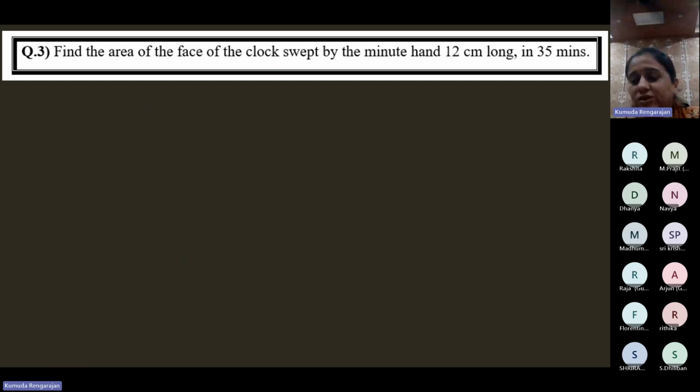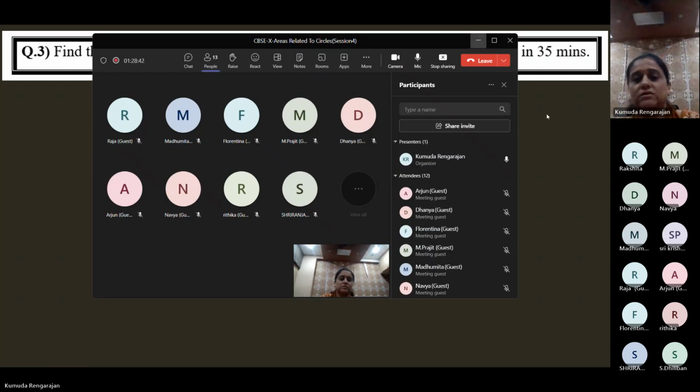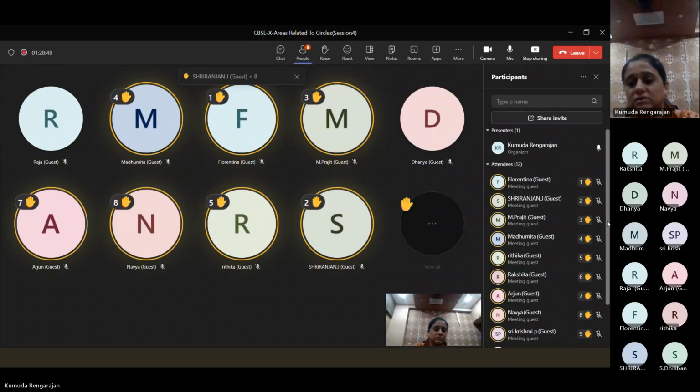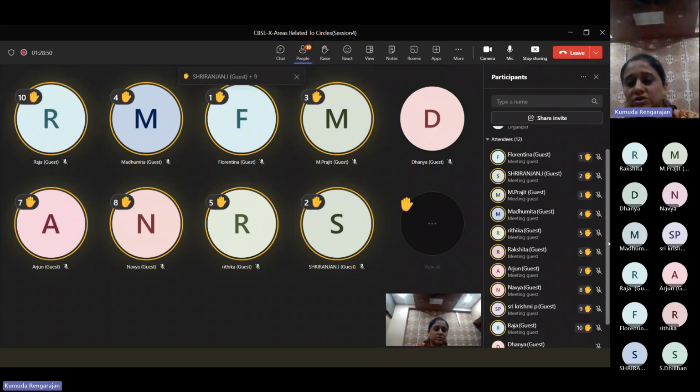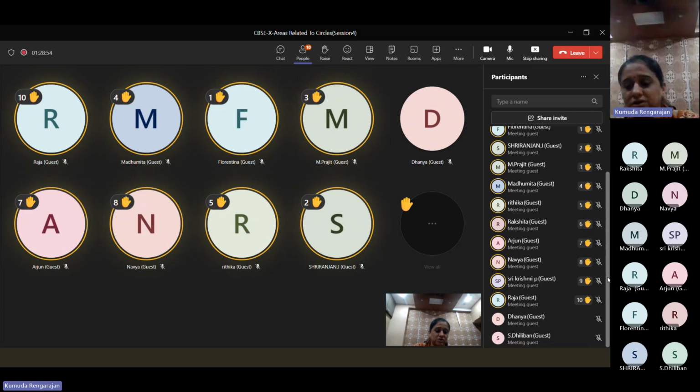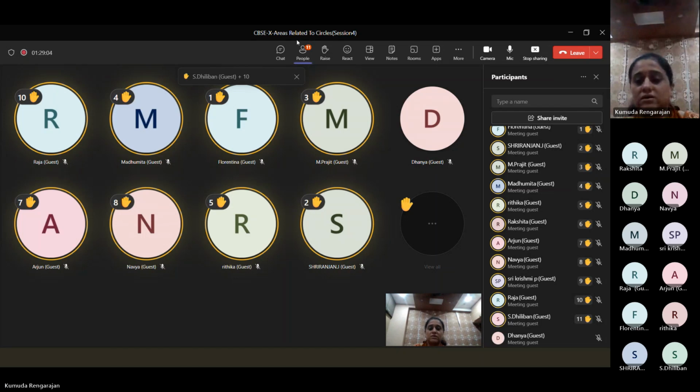Class, use the emoji, raise your hand. Florentina, Sri Ranjan, Prajit, Madhumita, Ritika, Rakshita, Arjun, Navya, Sri Krishmi, Raja, Danya, Dileepan, Danya. Are you there, Danya?